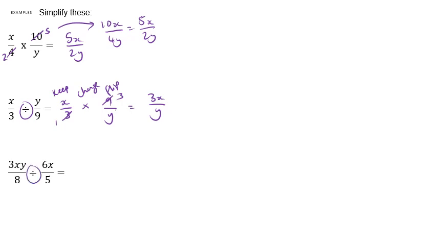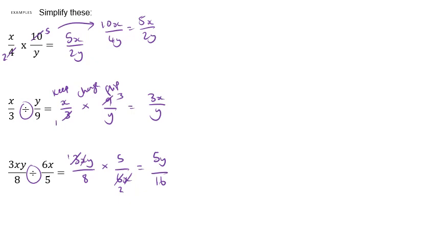So again, we're dividing here, so we keep the first fraction, change the sign to multiply, flip the second fraction. And looking for any cross cancelling, we've got multiples of 3 here. We've also got variable x in both of these, so if we divide both of those by x, we're just left with 1. So we just get 5y over 16.